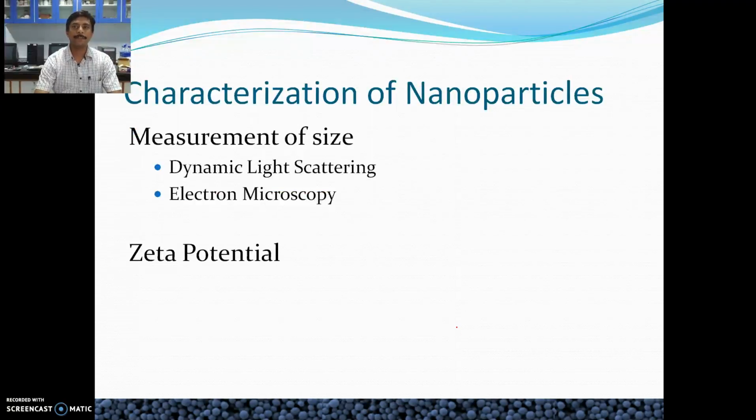Now, let's discuss the characterization of nanoparticles. Basically, there are two types of characterization: one is size and the other is zeta potential. While dealing with measurement, there are basically two methods: dynamic light scattering and electron microscopy.